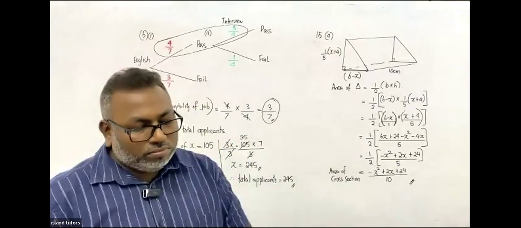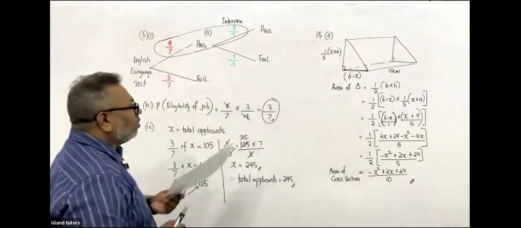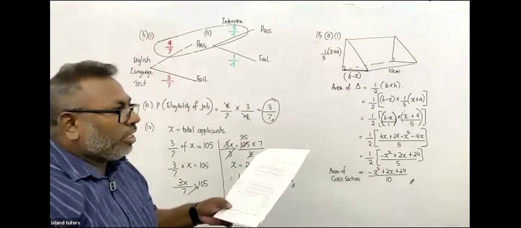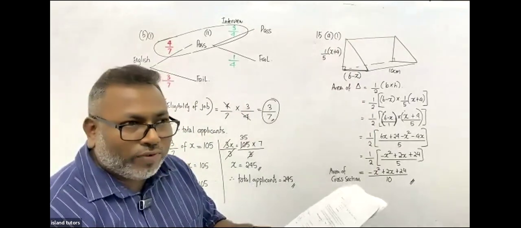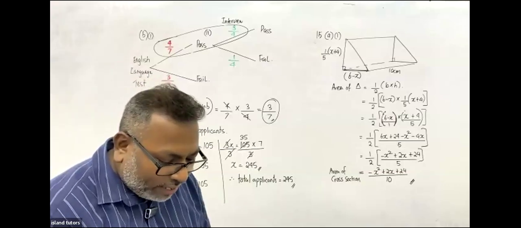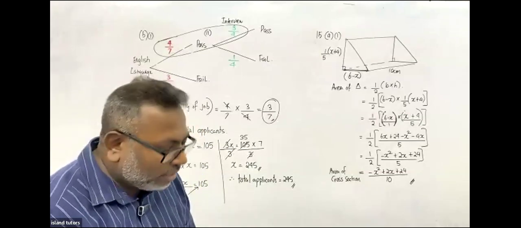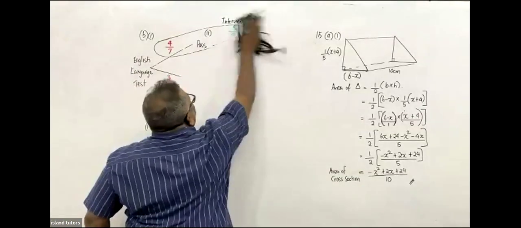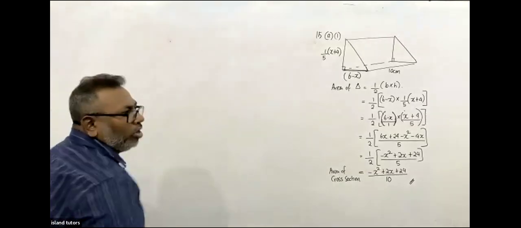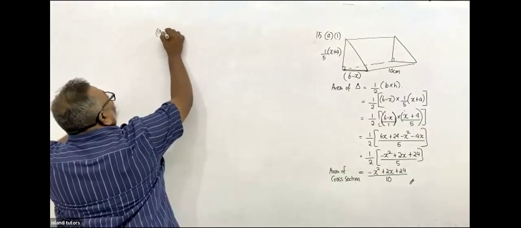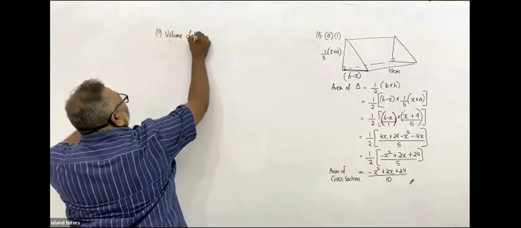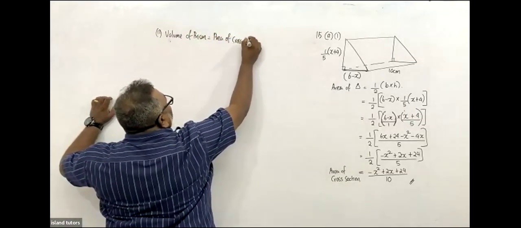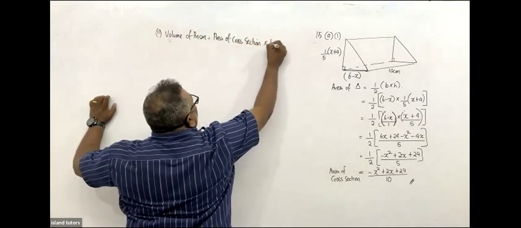Part A: What is the area of the cross section over here? Then they're asking, if the volume of the triangular prism is y centimeters cubed, then show that y is equal to minus x squared plus 2x plus 24. Okay, so they are asking, what is the volume of a prism? Second question. Volume of a prism is equal to area of cross section into length.